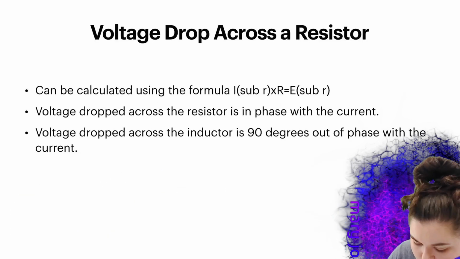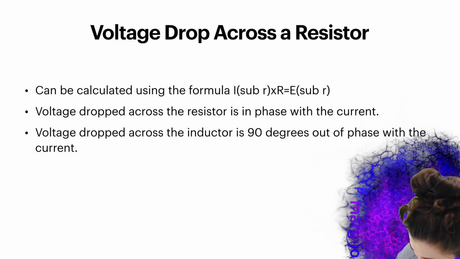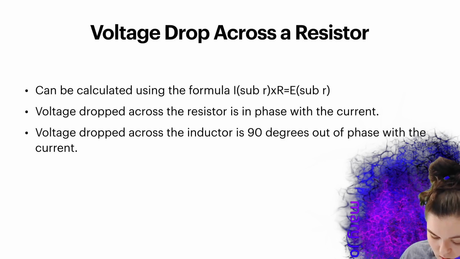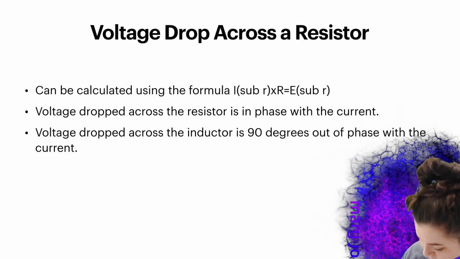Voltage drop across a resistor. So, it can be calculated using the formula I sub R times R equals E sub R. Voltage dropped across a resistor is in phase with the current. Voltage dropped across the inductor is 90 degrees out of phase with the current. So across the resistor, in phase with current. Across the inductor, 90 degrees out of phase with the current.